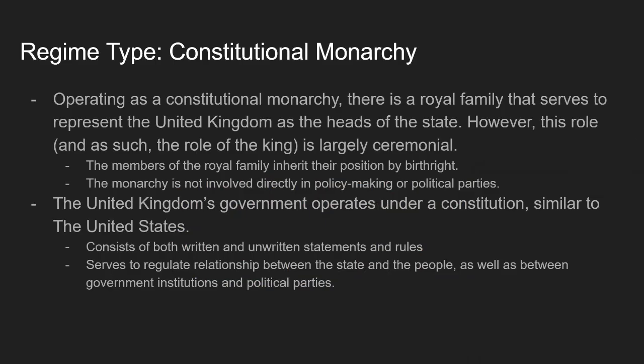To begin, the regime type of the United Kingdom is a constitutional monarchy. This means that, operating as a constitutional monarchy, there is a royal family that serves to represent the United Kingdom as the heads of state. However, this role, and as such the role of the king, is largely ceremonial. The members of the royal family inherit their position by birthright. Additionally, the monarchy is not involved directly in policy making or political parties.